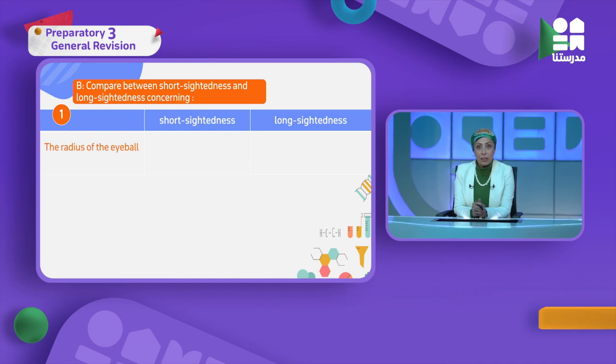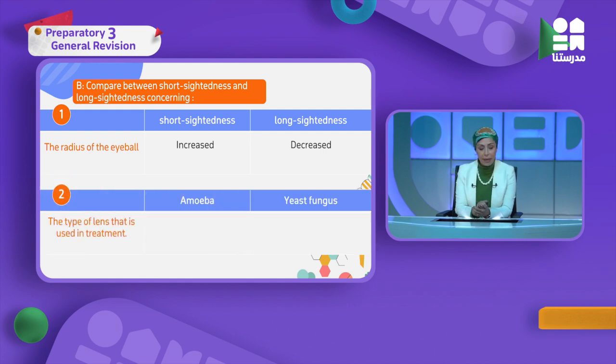Next question is a comparison. Compare between short-sightedness and long-sightedness concerning the radius of the eyeball. In short-sightedness, what happens to the radius of the eyeball? It's increasing, while in long-sightedness it's decreasing. Here we are going to complete, for short and long sightedness, the type of lens that is used. In the first case we use a concave lens and in the next case we use a convex lens.